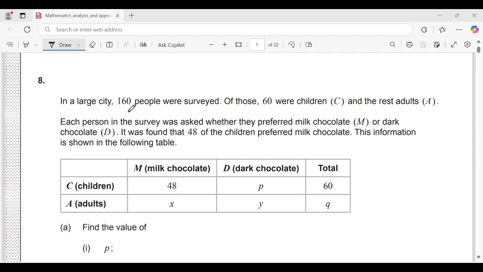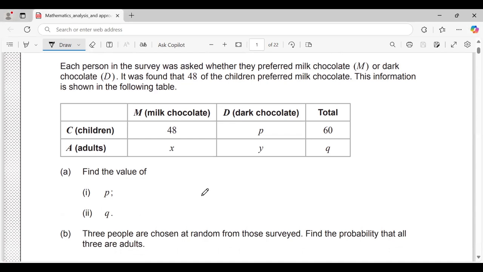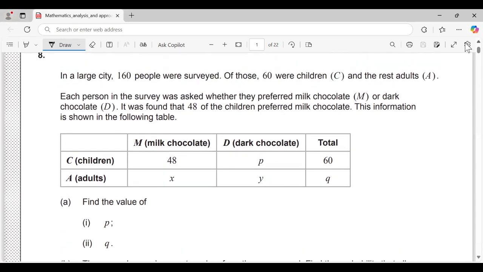In a large city, 160 people were surveyed. Of those, 60 were children, and the rest adults. Each person in the survey was asked whether they prefer milk chocolate M or dark chocolate D. It was found that 48 of the children prefer milk chocolate. This information is shown in the following table. Find the value of P and the value of Q.